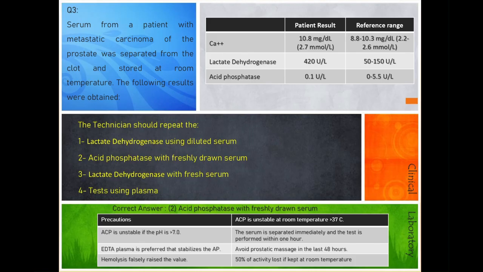Precautions. Acid phosphatase is unstable at room temperature greater than 37 C. Acid phosphatase is unstable if the pH is greater than 7.0. The serum is separated immediately and the test is performed within 1 hour. EDTA plasma is preferred that stabilizes the acid phosphatase. Avoid prostatic massage in the last 48 hours. Hemolysis falsely raised the value. 50% of activity lost if kept at room temperature.